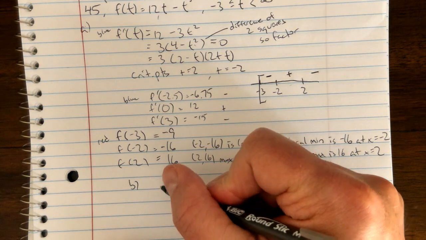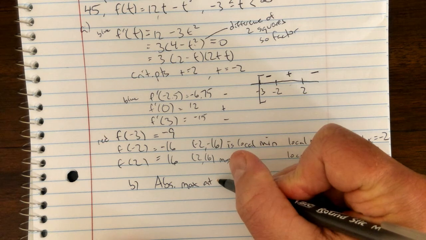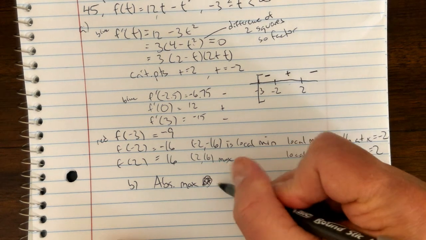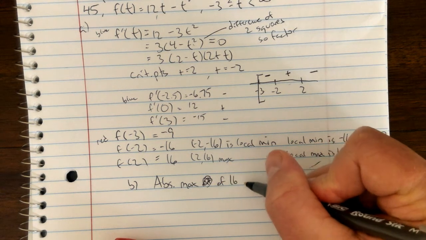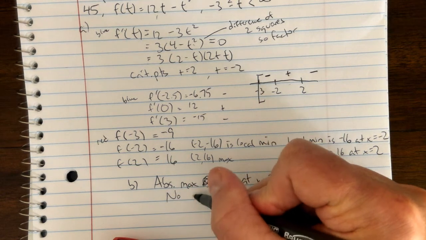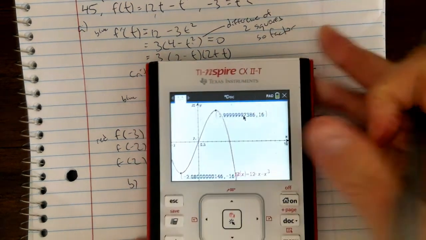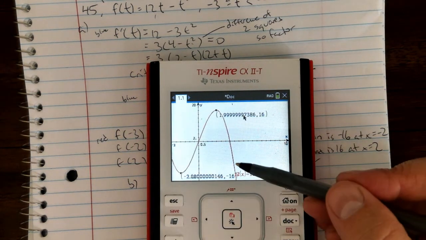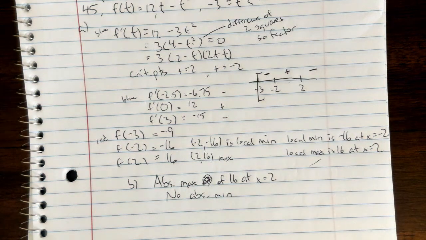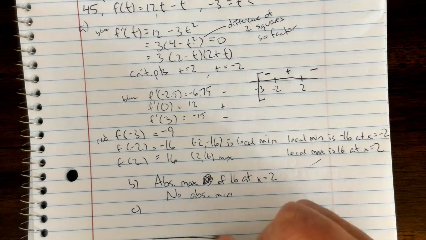And for B, we have an absolute max, well, they usually put the value first, of 16 at x equal 2, and no absolute min. Because although this is a minimum on our graph, it keeps on going. And so then the last part for this one is to graph it.